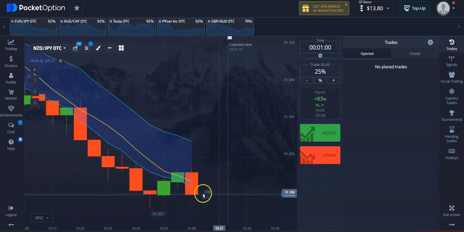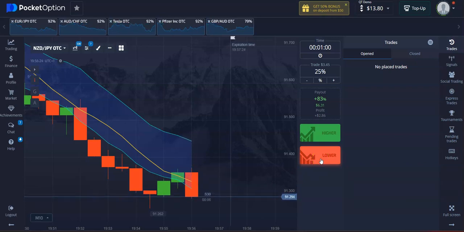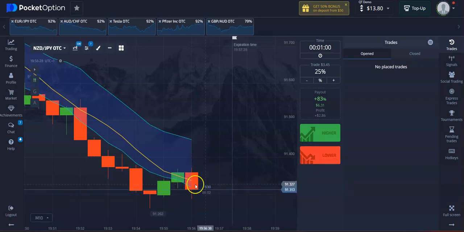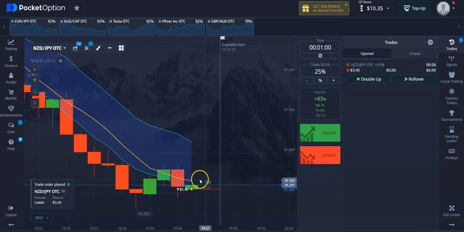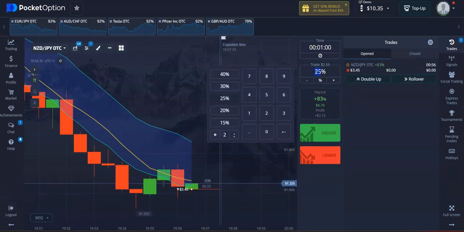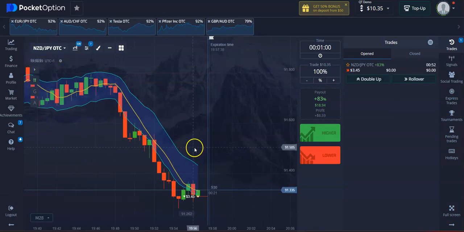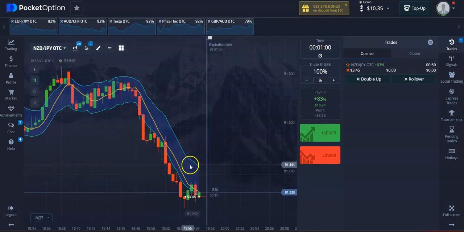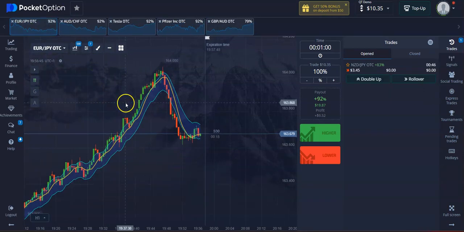Okay, I'm going to take this one. So I'm just waiting for the price to pull back a little bit more so we can take a lower position. Remember, the price has to be as close to the yellow line as possible. Okay, so we are in. We are in with 25%. Let's wait and see what happens. In the meantime, let's look around.